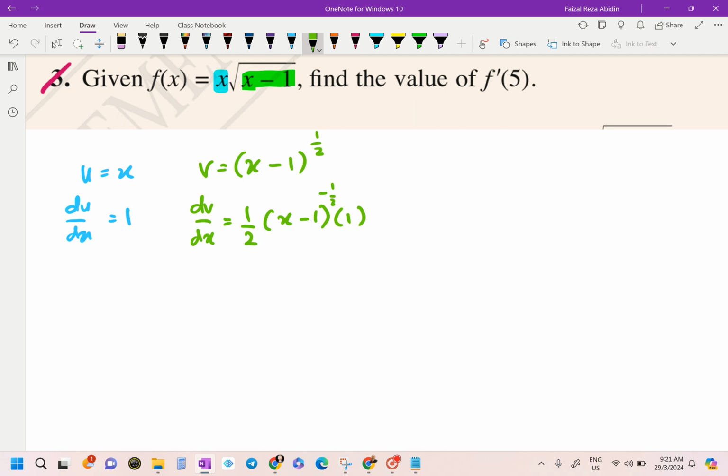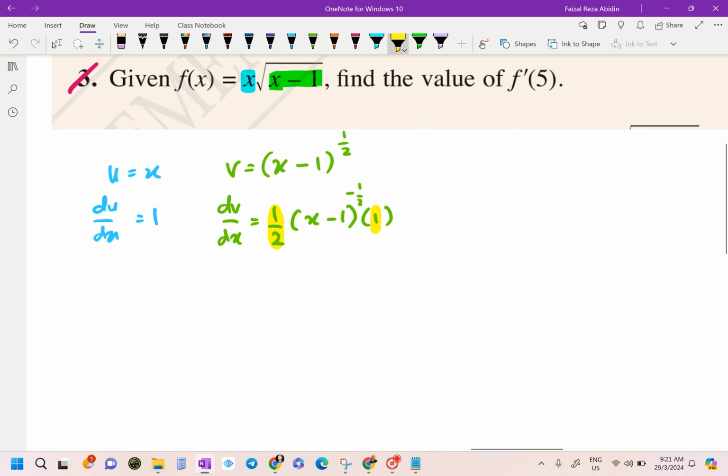I differentiate in the bracket there, right? So 1 over 2, if I times with 1, I'm going to get 1 over 2 back. Okay? So now I'm going to find the derivative over here by using our product rule. So u times dv dx, so 1 over 2 and 1, I'm going to get only 1 over 2 (x minus 1) to the power of negative 1 over 2.